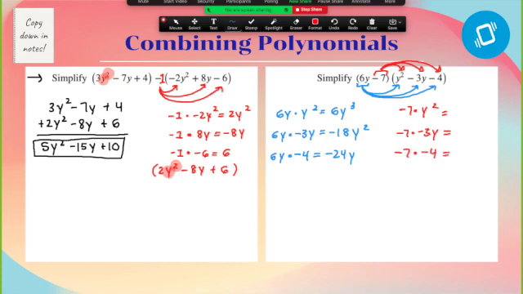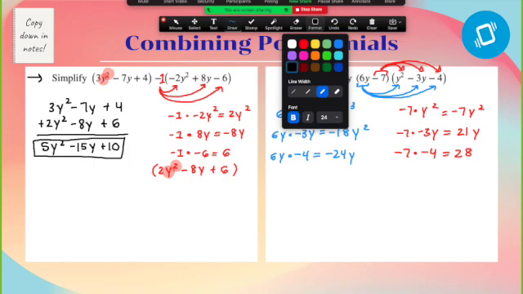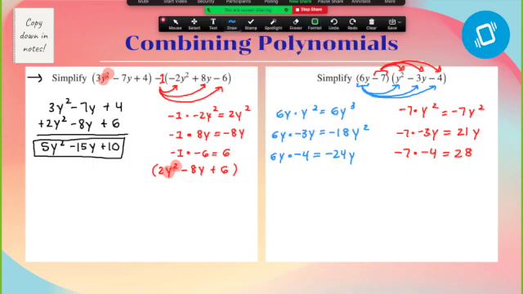Negative 7 times y squared equals negative 7y squared. Negative 7 times negative 3y equals positive 21y. And negative 7 times negative 4 equals positive 28. So from here, we get all of our new answers. We have 6y to the power 3, negative 18y squared, negative 24y, negative 7y squared, 21y, and 28.